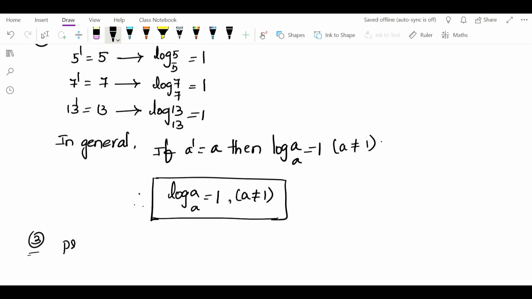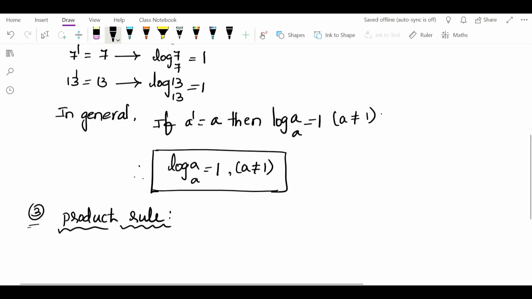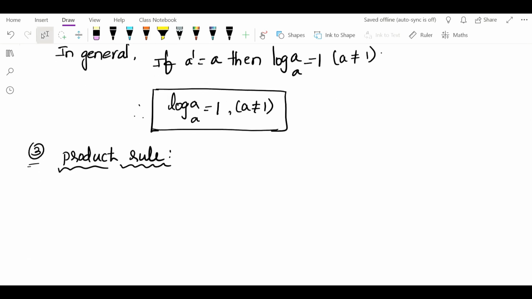This third one is the product rule. What does the third property mean? Log xy base a is equal to log x base a plus log y base a. So what is the proof of this third property?